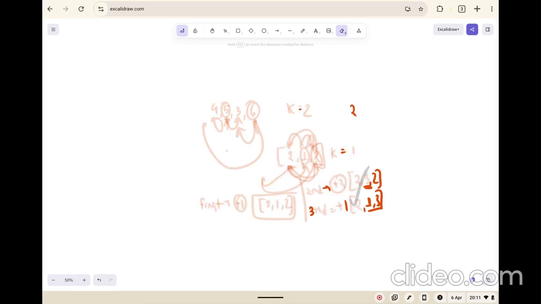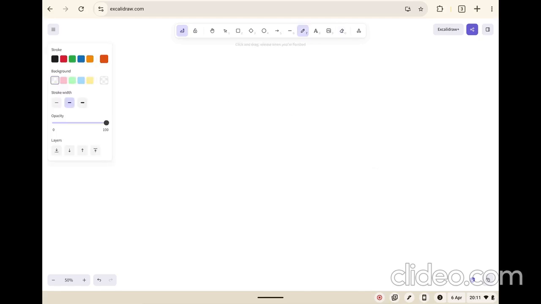So let's now look at the solution. I hope the problem statement and the few test cases were clear, right? Now let's look at how we can approach the problem, right? Now tell me one thing.